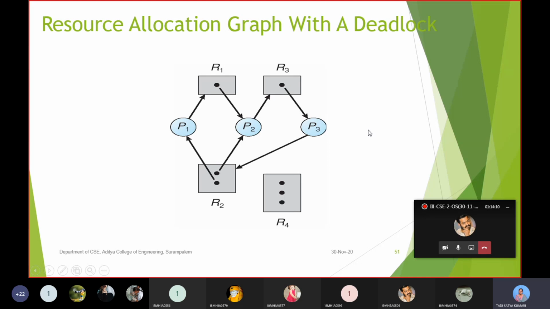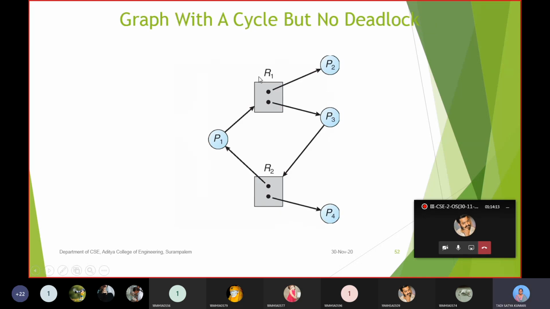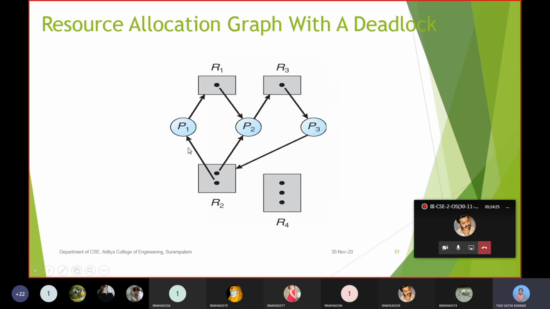Okay. So here, one more example he has. There is a cycle, but there is no deadlock here. So if you see the previous one, we have three processes and 4 resources, and already the 2 instances of R2 are allocated. One instance of R1 is already allocated. One instance of R3 is allocated, and we are not at all using R4. And there is a cycle in this particular graph, and then we say that there is a chance of occurrence of deadlock here. Okay, and he is giving one more example.